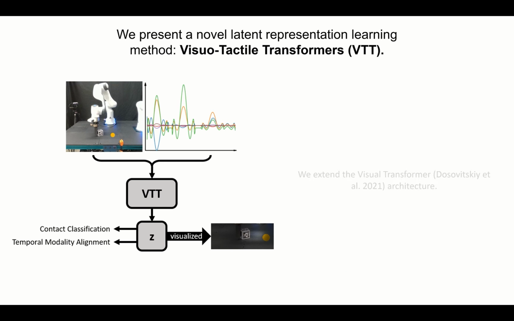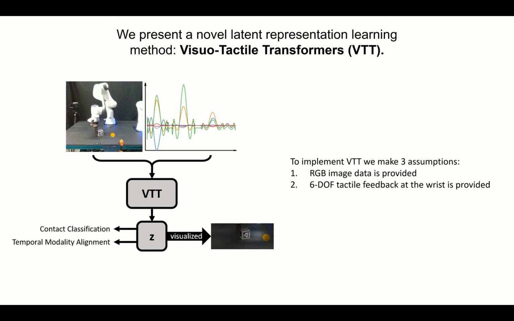The method we present extends the visual transformer architecture and makes three simple assumptions. Firstly, that we provide an RGB image as visual input. Secondly, we provide 6-DoF force-torque feedback at the wrist as tactile input. And finally, that all interactions are rigid body interactions.